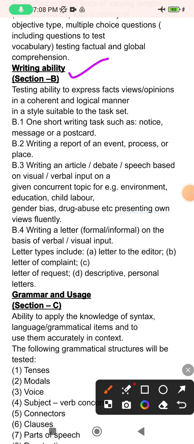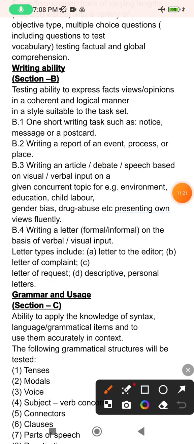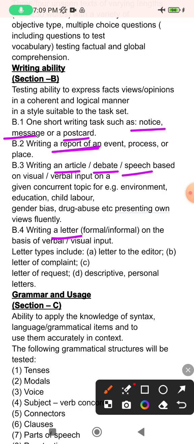Because exams are generally conducted on CBT, computer based test, you will have only MCQs. So for writing skill, you have notice writing, message writing, and poster, then postcard. Then we have report writing, article writing, debate, speech. Then we have letter writing, formal, informal. Then letter writing types already given here: letter to the editor, letter of complaint, letter of request, descriptive, personal letters.